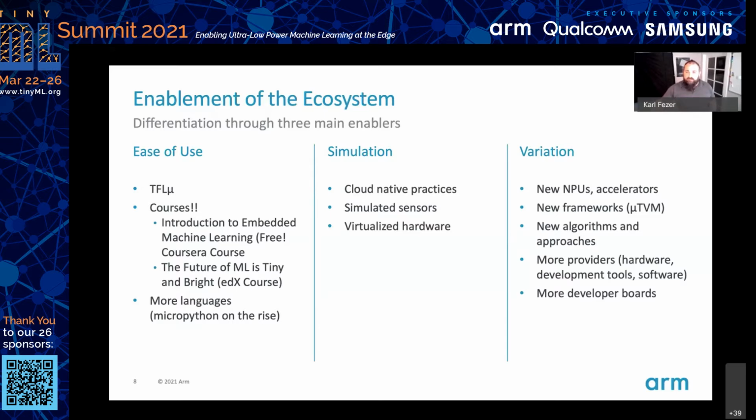There's new frameworks. So micro-TVM is still, I would say, a research project, but it does exist. So there is some kind of alternative. New algorithms, new approaches, more providers, more hardware, lots more accelerators this year. That's really good. I like seeing that. And more developer boards is probably my favorite thing. That's the most important part: wherever you're coming in from, there's probably an answer.